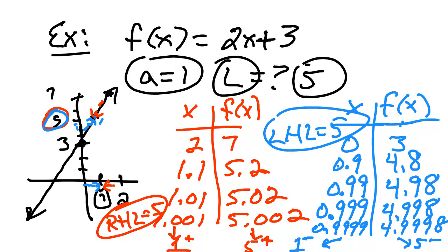This is pretty easy. Obviously, we can plug in here, because if you just plugged in 1, 2 times 1 plus 3 gives you a height of 5, but that doesn't always work. We don't always have nice functions there, so we've got to be a little bit careful on that. All right, so let's look at some other examples.